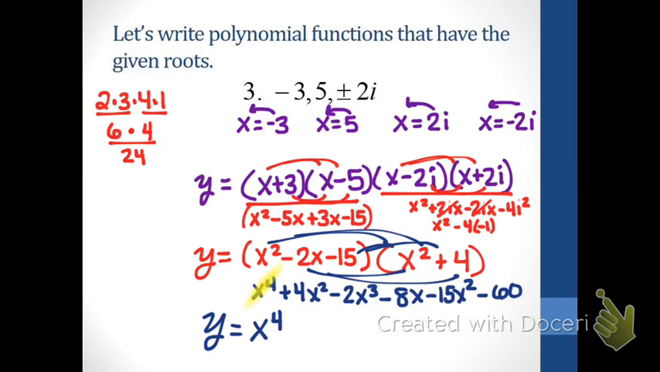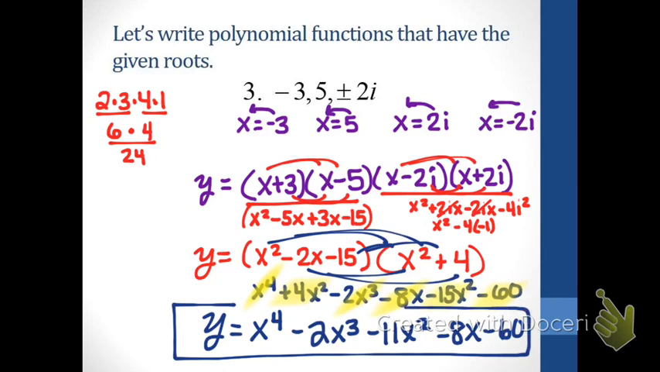So we have the x to the fourth. We have an x to the third, so it's going to be minus 2x to the third. We have x squared: it's 4x squared minus 15x squared, which gives me minus 11x squared. Then we just have the 1x, so minus 8x. And then we just have the minus 30. And there's our final answer.